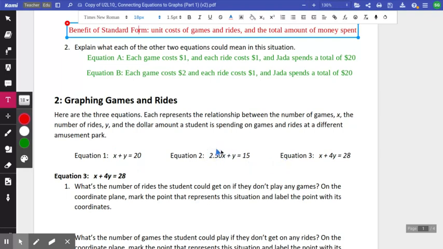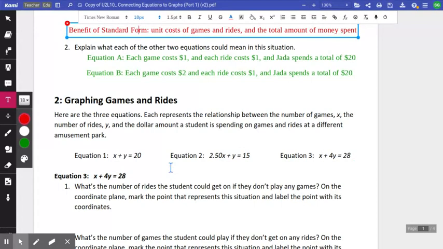That 2.50x is telling me that each game costs $2.50. The y by itself tells me each ride costs $1, and this student here can spend a total of $15. In equation 3, we've got that each game costs $1, each ride costs $4, and this student here can spend a total of $28. Being able to interpret these equations like that is going to be important for the math we're doing today.